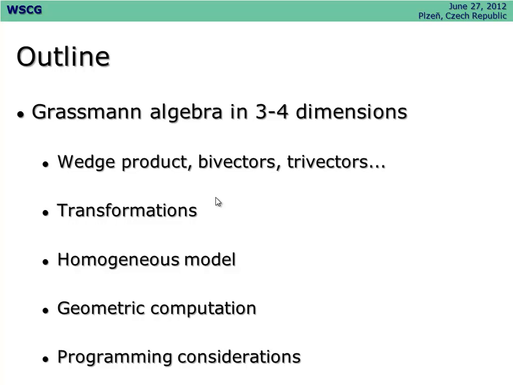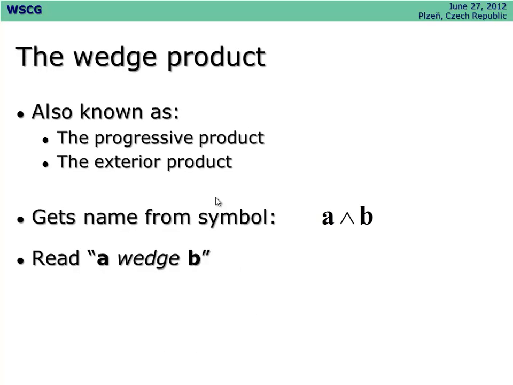Transformations from one coordinate system to another. I mentioned that normal vectors transformed in an odd way before. There's actually a reason behind that that I'll talk about. I'm going to talk about homogeneous coordinates, not just for points, but for lines and planes. Geometric computation, like taking intersections between planes and lines, and unions between points, lines, and planes to create larger objects. And I'll talk about programming considerations in implementing all of this.